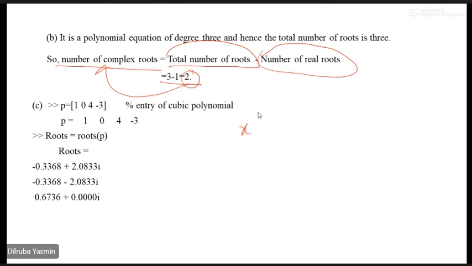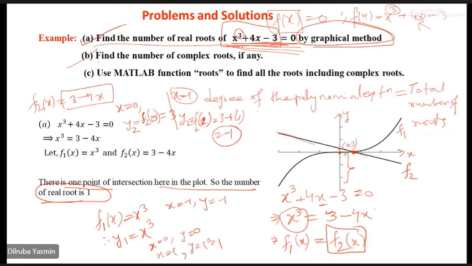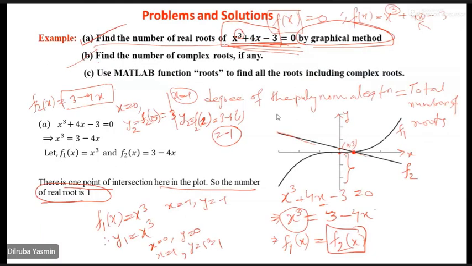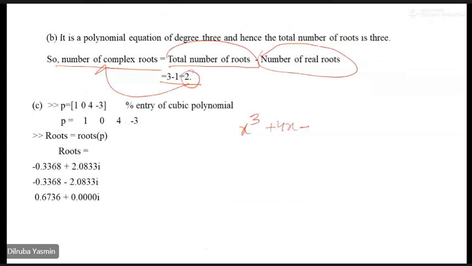So the procedure is, suppose you have this polynomial equation x cubed plus 4x minus 3, this is equal to 0. You get this polynomial equation.